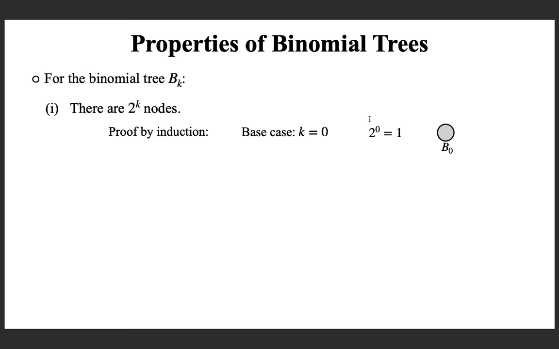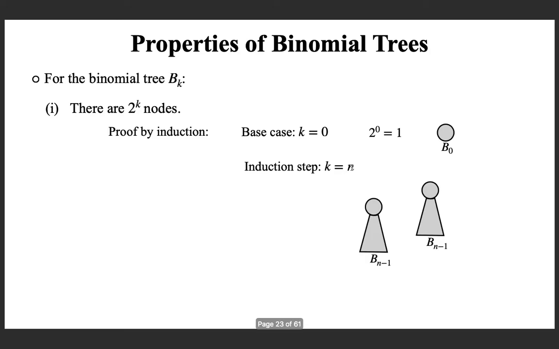Now assuming the hypothesis, we can try to prove the induction step. So the induction step is when k is equal to n. The hypothesis is for k equal to n minus 1. So we are saying that in Bn minus 1 there are 2 to the power n minus 1 nodes, and here again 2 to the power n minus 1 nodes. And how will you obtain Bn from these two binomial trees, that is Bn minus 1, 2 copies? You link this copy as the leftmost child of this, then you are getting Bn.